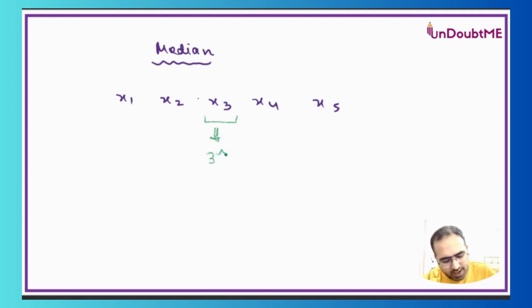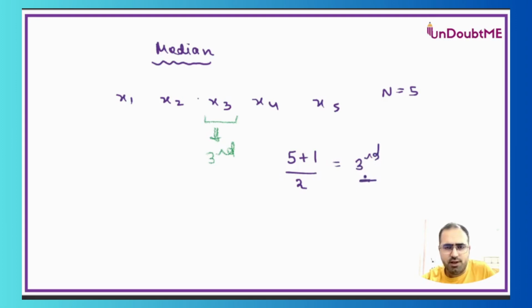Now, if I try to create a formula for this third observation, I can say that 3 I have obtained by doing 5 plus 1 by 2. The total number of observations was 5, so I did 5 plus 1 by 2, and that is how I got the third observation. If I want to generalize, I can say that when the number of terms is odd, when n is odd, then the median will be the (n plus 1) by 2th observation. That is applicable when it is odd.